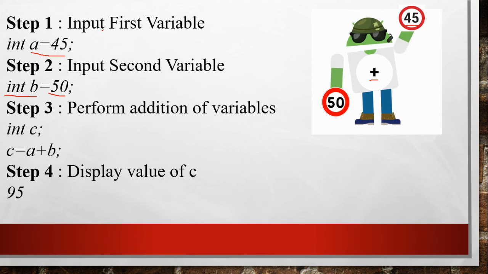So step 1, you have to input the first variable. Step 2, you have to input the second variable, and step 3, you have to perform the addition of the variables. As well, for storing the result of addition, we need one more variable c, which is a plus b, and at the last we are going to display the value of c. It will be 95. So this is all about how we can perform the addition of two numbers with the help of Mr. Add Dumbo.